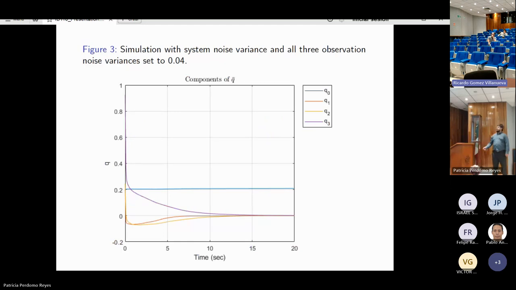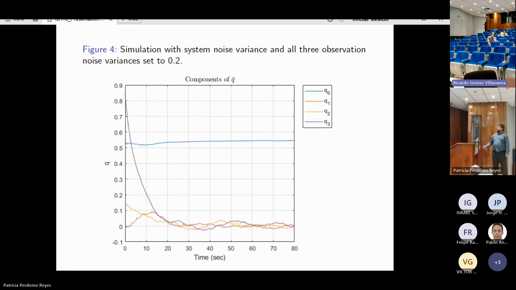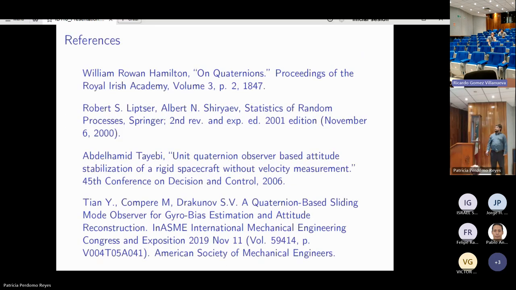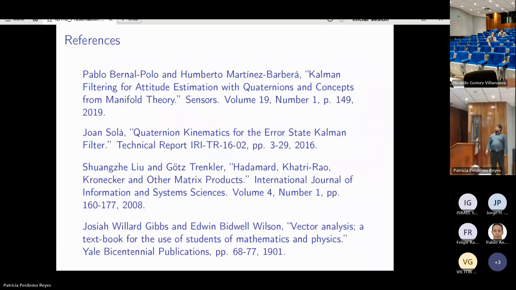And here are some more examples, this time with half the variances, and a larger variance here of 0.2. We can see the residual effects of the noise for the vector component. And if we do insist on renormalizing the simulation at every step, here we have the scalar component just go to one. Okay, and here are our references. Thank you very much. That'll be it.